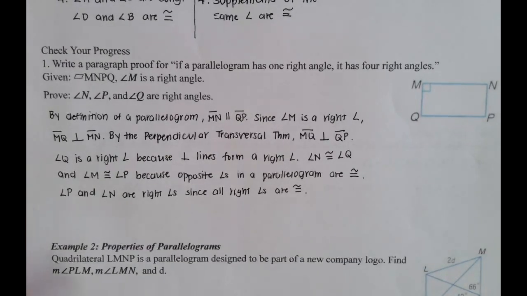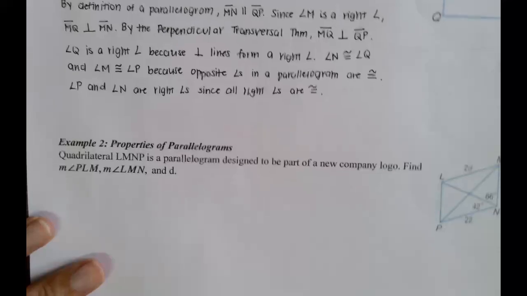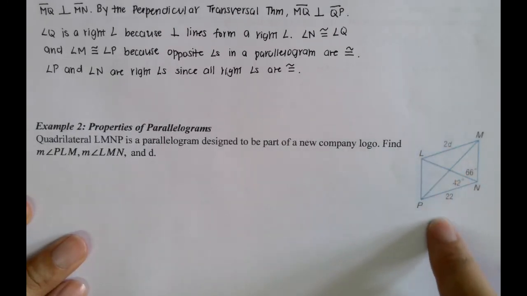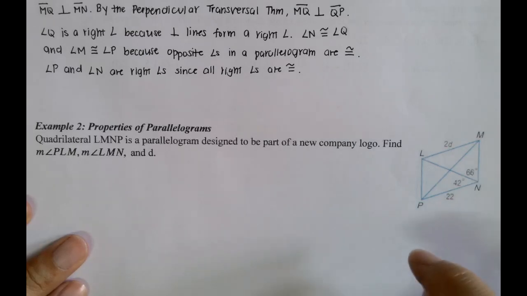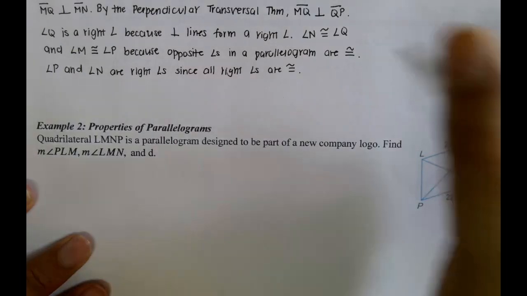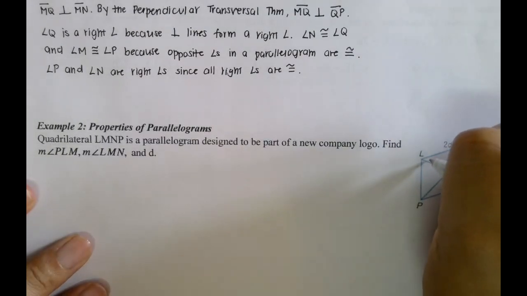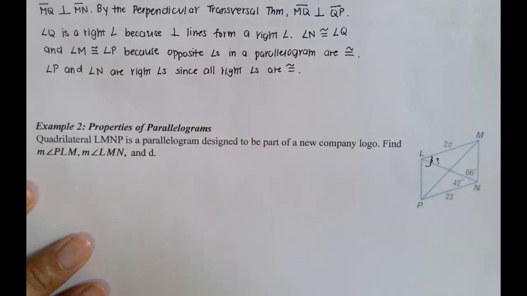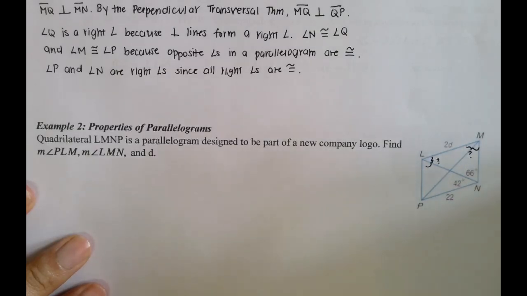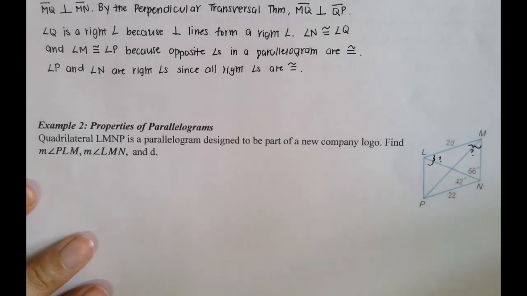Okay, so now let's move on to example 2. Here we have quadrilateral LMNP. It's designed to be part of a new company logo. We want to find the measure of angle PLM, so this whole thing. We want to find out what LMN is, so this whole thing. And then we want to find what D is.